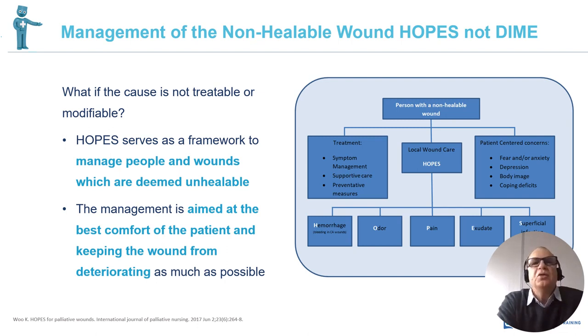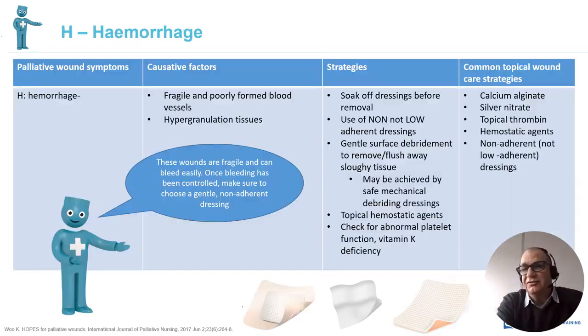So when we are looking at non-healable wounds, instead of using the acronym DIME or TIME, we use the acronym HOPES, which was brought to us by Kevin Wu, which means that we are taking it in a totally different way. The first part of HOPES is H, which is hemorrhage. We make sure that we are managing this type of wound very, very gently.